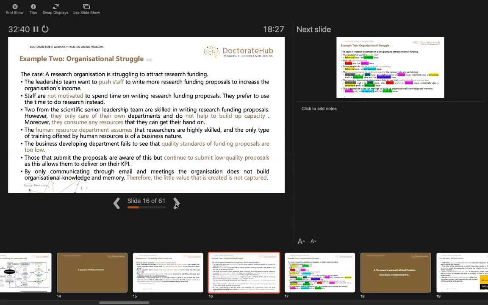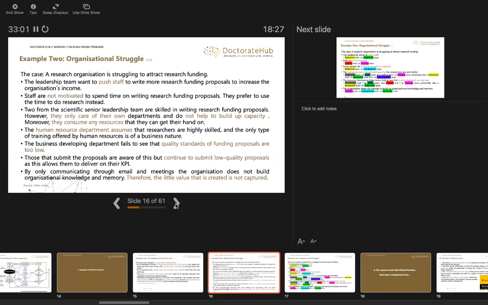Those that submit the proposals are aware of the low quality, but they submit low quality proposals anyway because that still ticks the boxes for the KPI. Like, you are expected to submit 3 funding proposals per year. Yeah, I write 3 funding proposals, but they are of low quality. Yeah, but KPIs don't consider that. I get away with that.